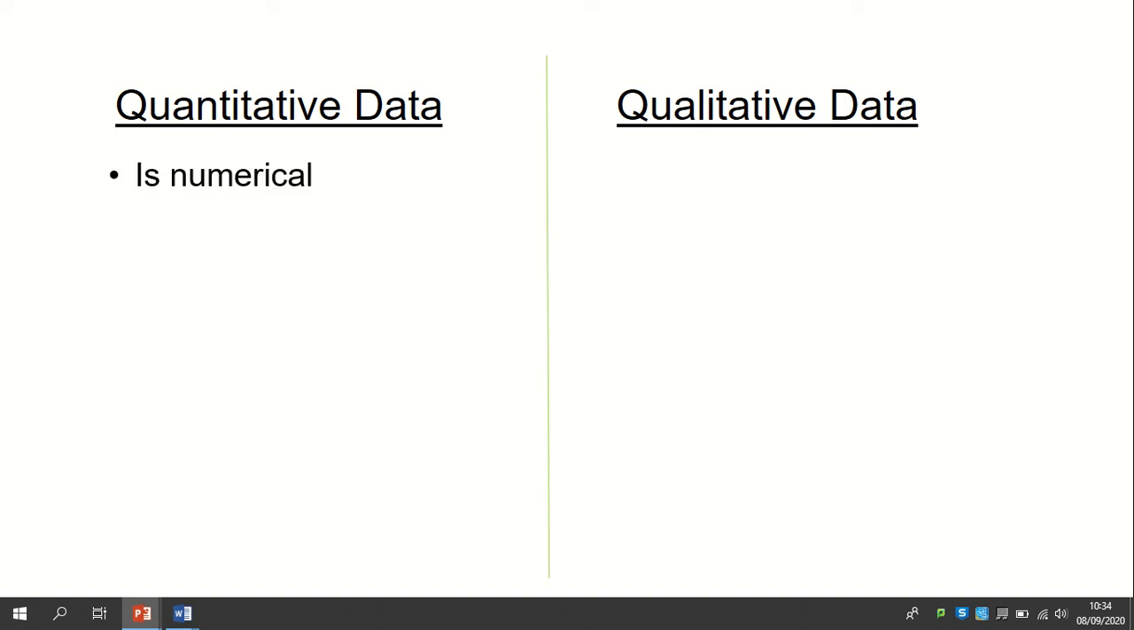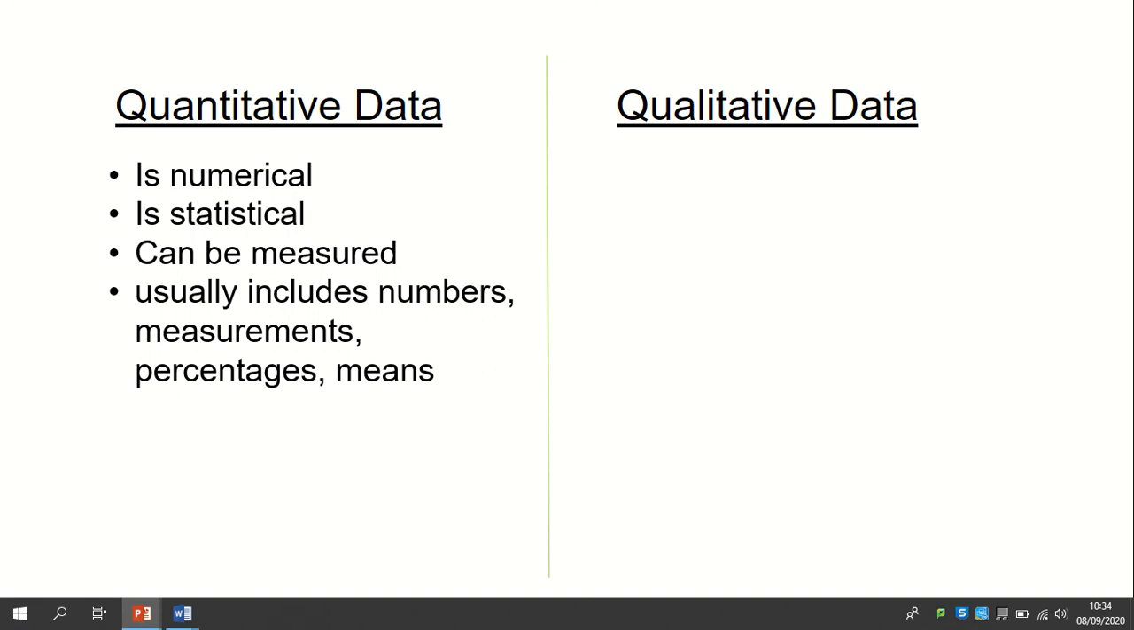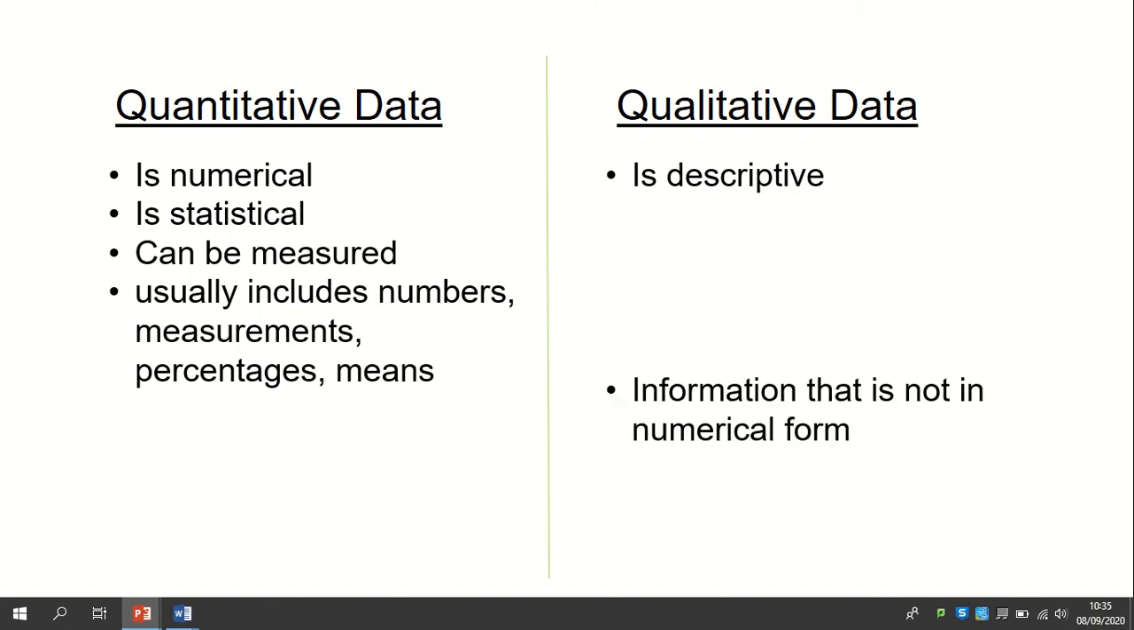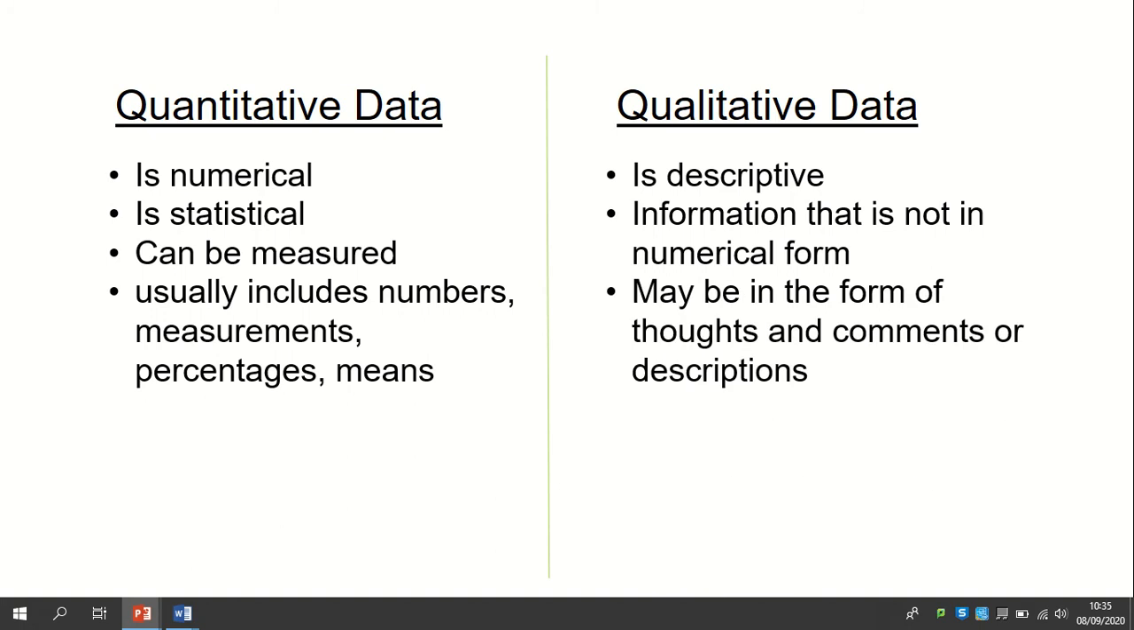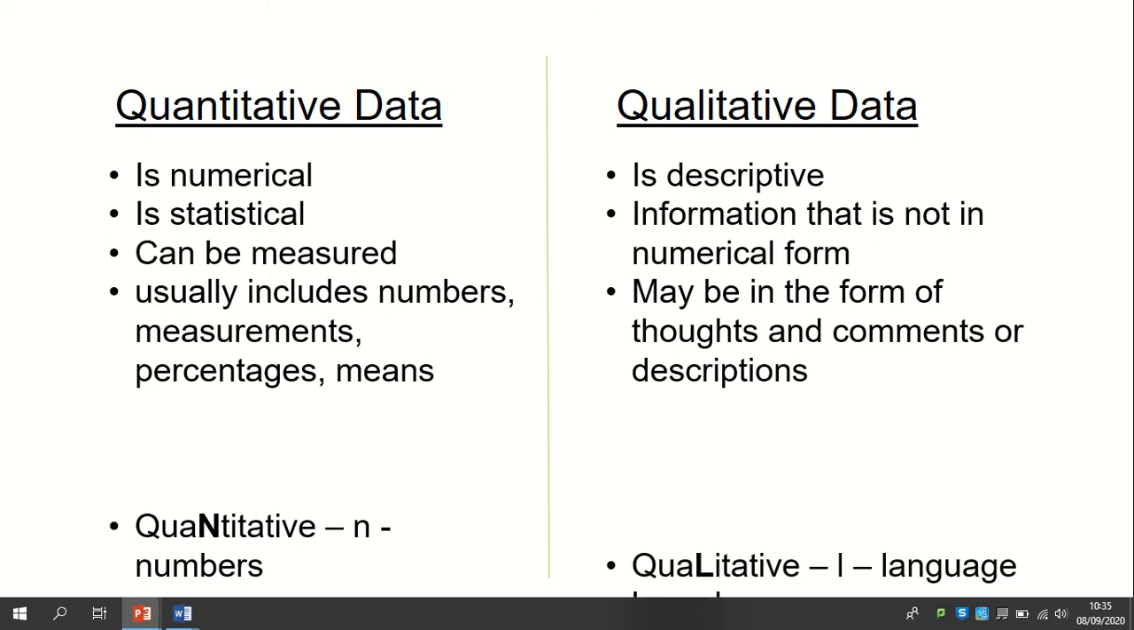So quantitative data is basically data collected that is numerical data. It is statistical data, it can be measured, and it usually includes numbers, measurements, percentages, means, modes, medians, things like that. Qualitative data, on the other hand, is the complete opposite. So it is descriptive data, it's information that's not in numerical form, it may be in the form of thoughts and comments or descriptions. And a good way to remember these is quantitative has an N in it, and an N stands for numbers. Qualitative has an L in it, and L stands for language.